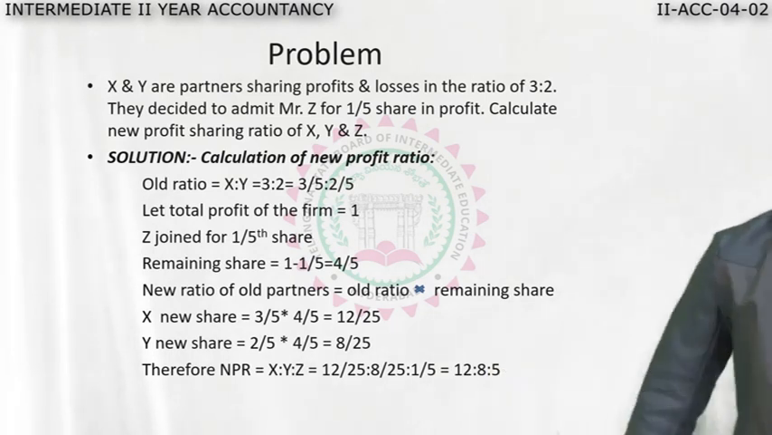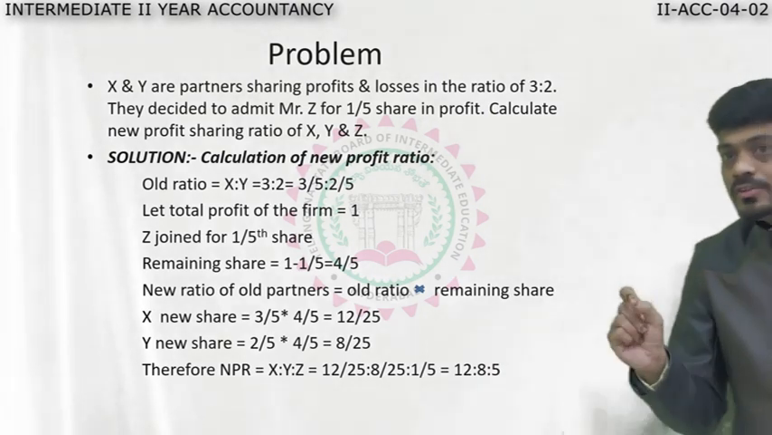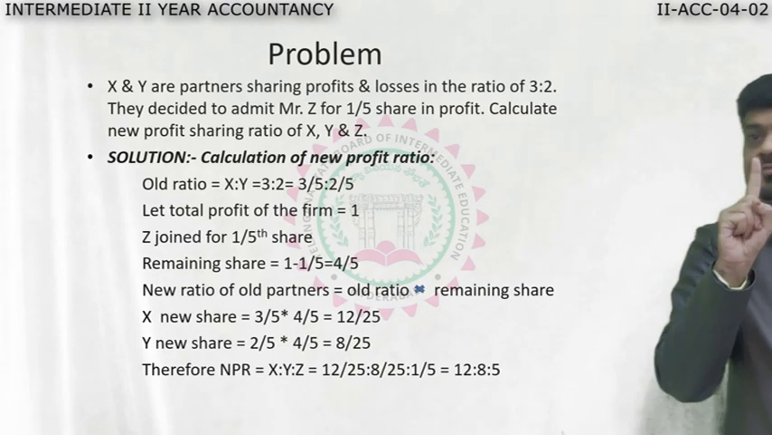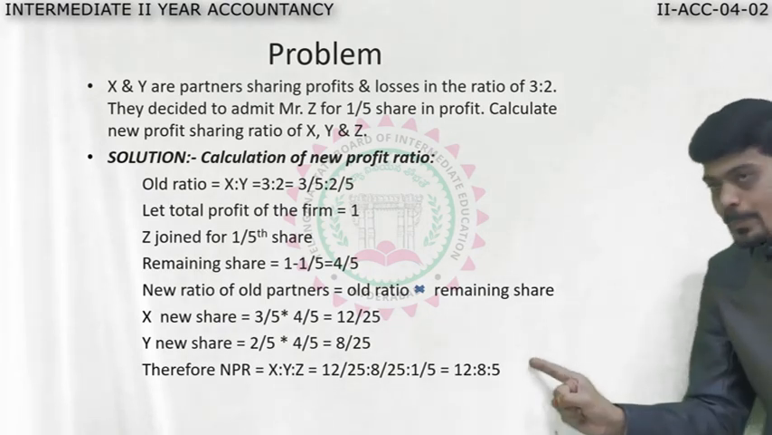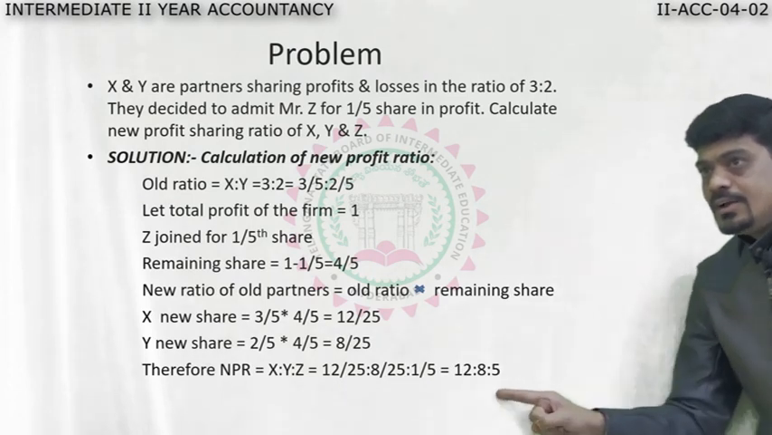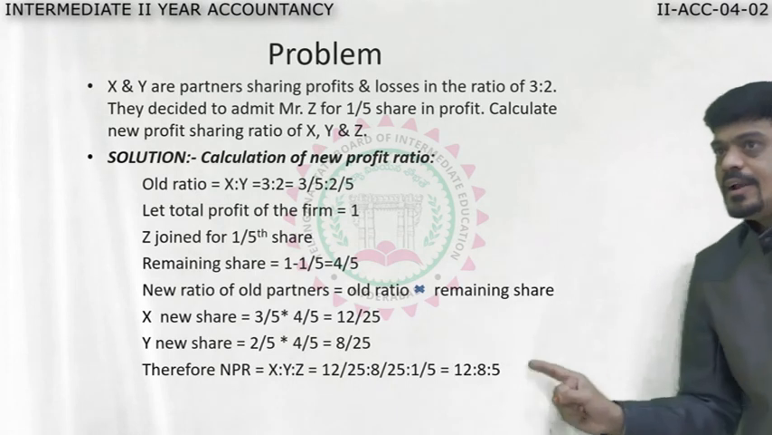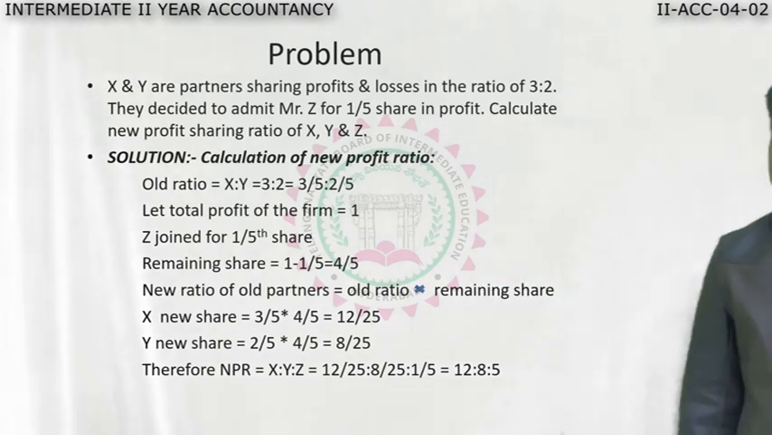Sir, I want to check my answer, whether it is correct or wrong. Logic is, I told you total profit of the firm is 1. Just see, 12 is to 8 is to 5. 12 plus 8, 20. 20 plus 5, 25. 25 divided by 25 is 1. So your answer is absolutely correct.